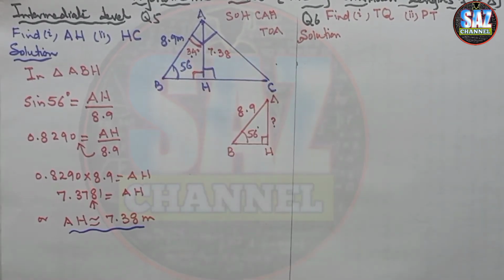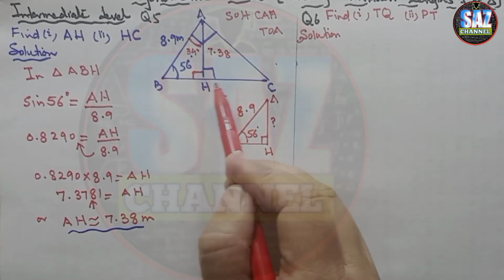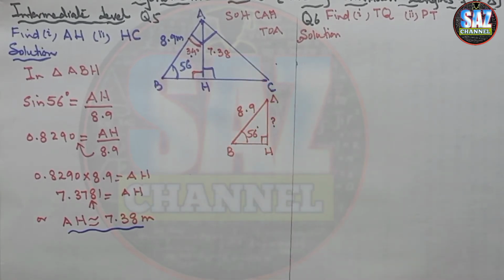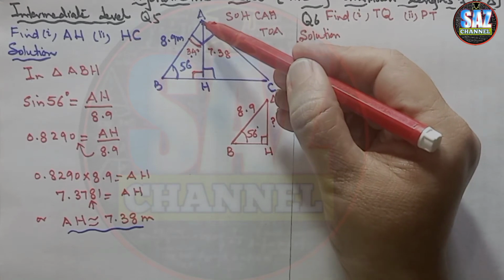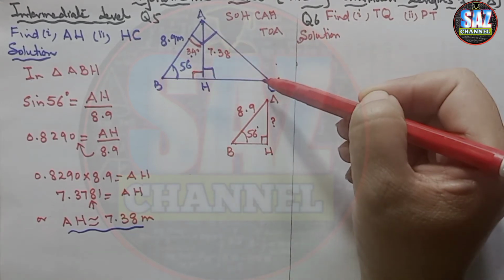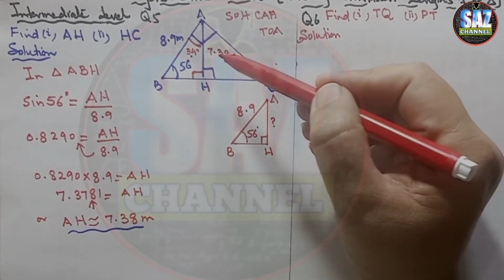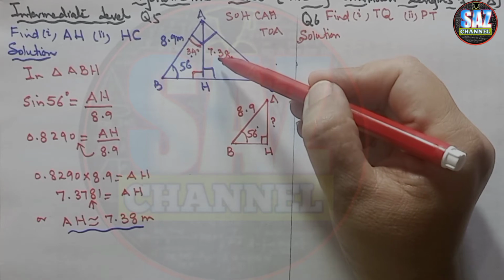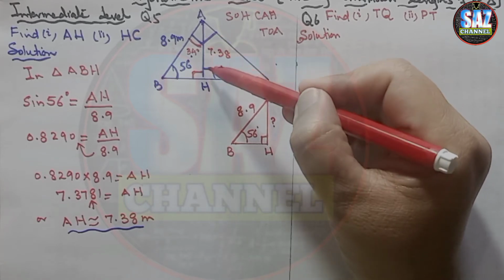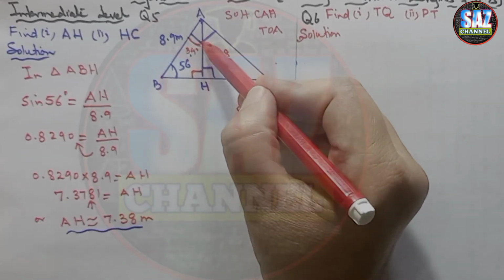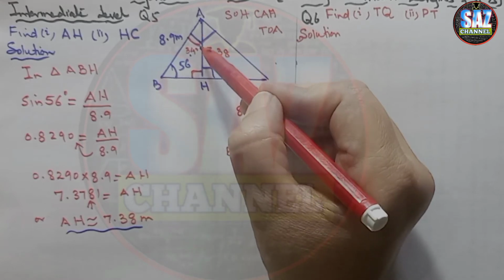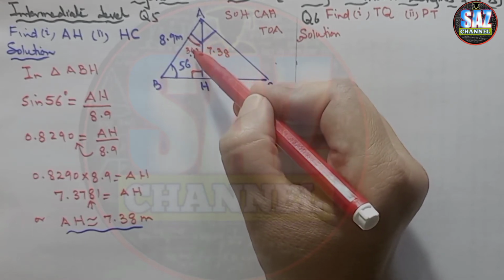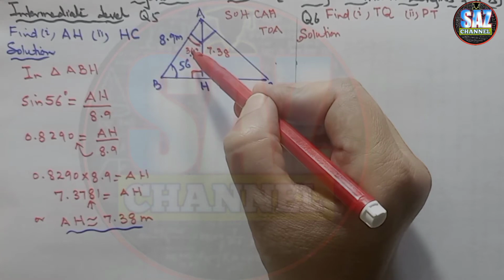Okay, now the second requirement is HC, and let me mark 7.38 over here. Now think about how we can find this HC length. If we focus our attention on triangle AHC, we have one side AH with us, but in the beginning we cannot see any angle given here. But if we look at this total angle, this is 90 degrees, and out of that 90 degrees, this portion of the angle is 34 degrees.